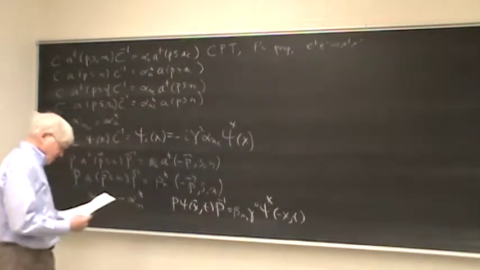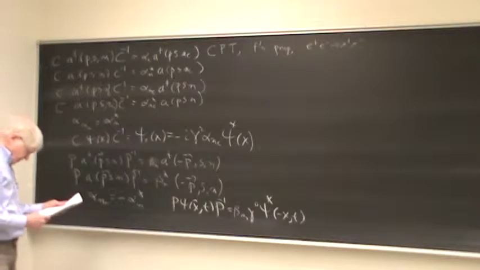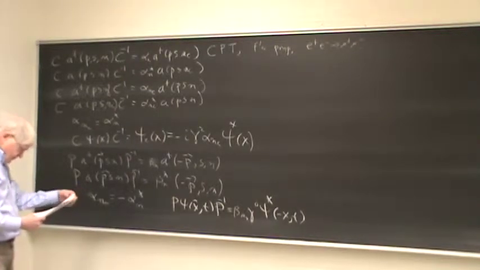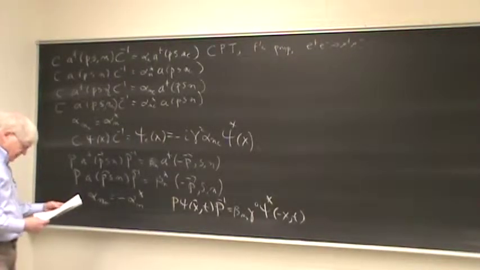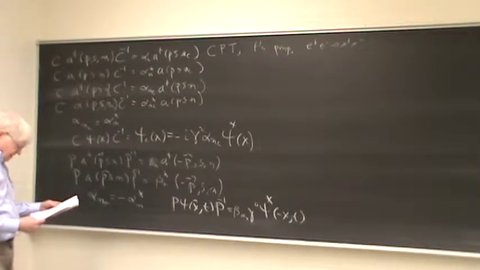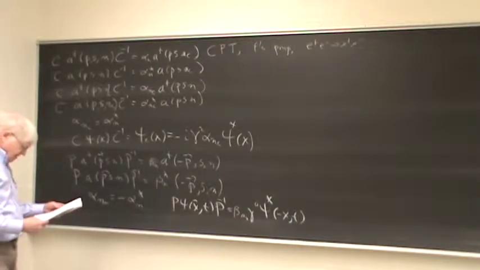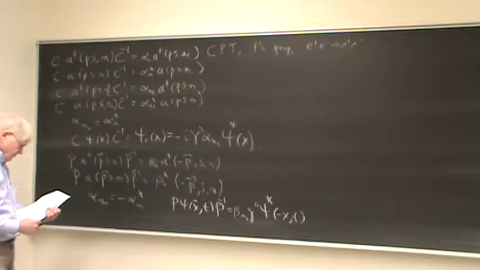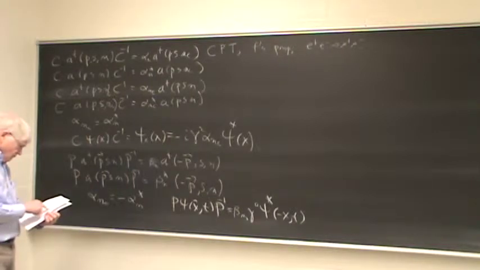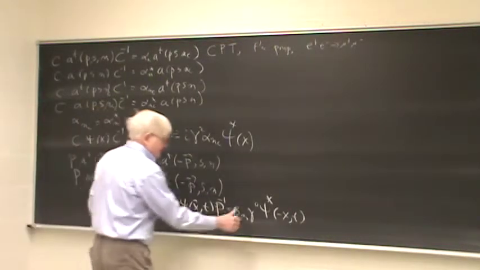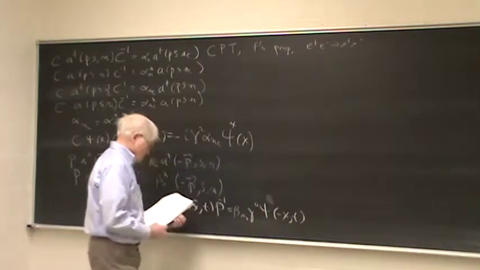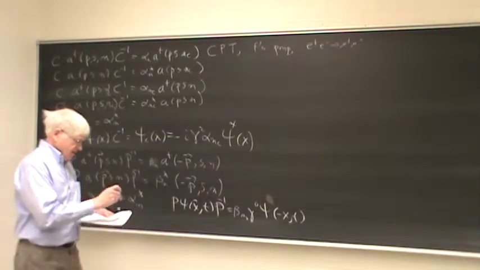And I'm a little puzzled. What is it? Psi star? I think that must be a typo because under parity we're not conjugating. Yeah, I think this must be a typo. So I better check that in the notes.